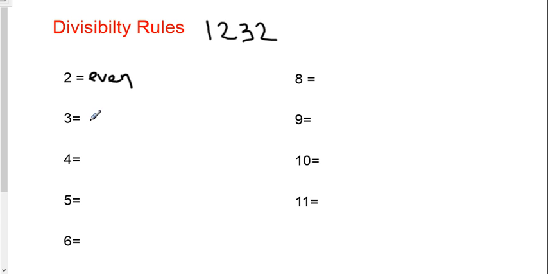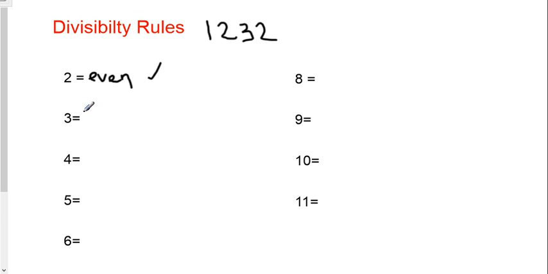How do I know if a number is divisible by 3? Well, you don't want to sit there and divide this. What you want to do is add the digits together. The sum of the digits is divisible by 3. Now in this first problem, it's even. So is 1,232 divisible by 3?